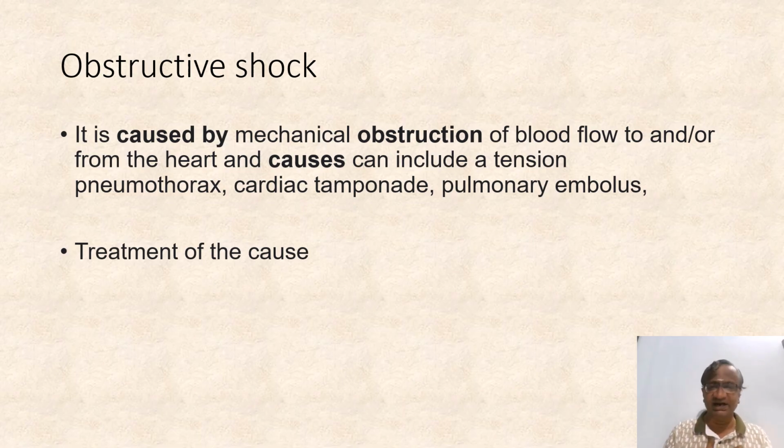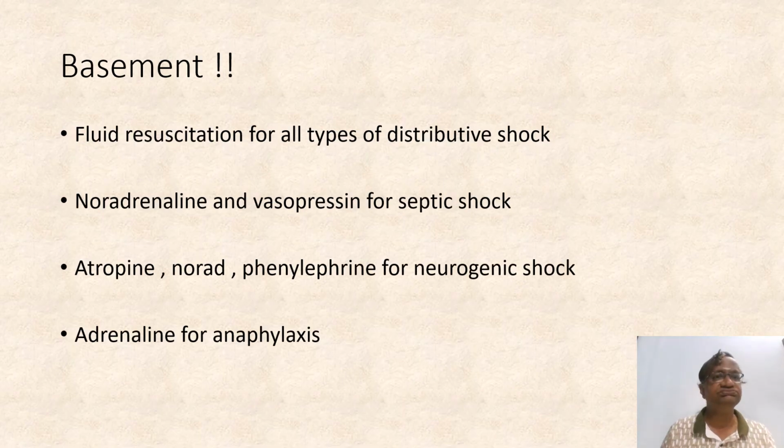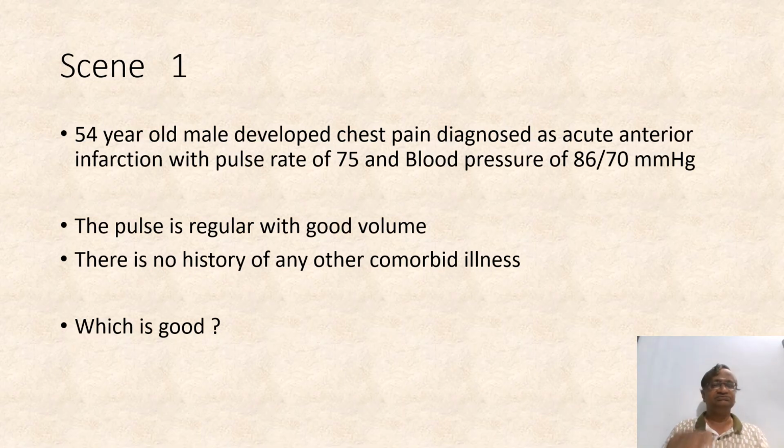Obstructive shock, for example, pericardial effusion. Which inotrope are you going to use? Pulmonary embolus, pneumothorax. Nothing. You drain the pneumothorax, drain the pericardial effusion. Fluid resuscitation for all types of distributive shock is okay. Noradrenaline and vasopressin for septic shock. Adrenaline, phenylephrine for neurogenic. Adrenaline for anaphylaxis. Now I will go to a scenario.